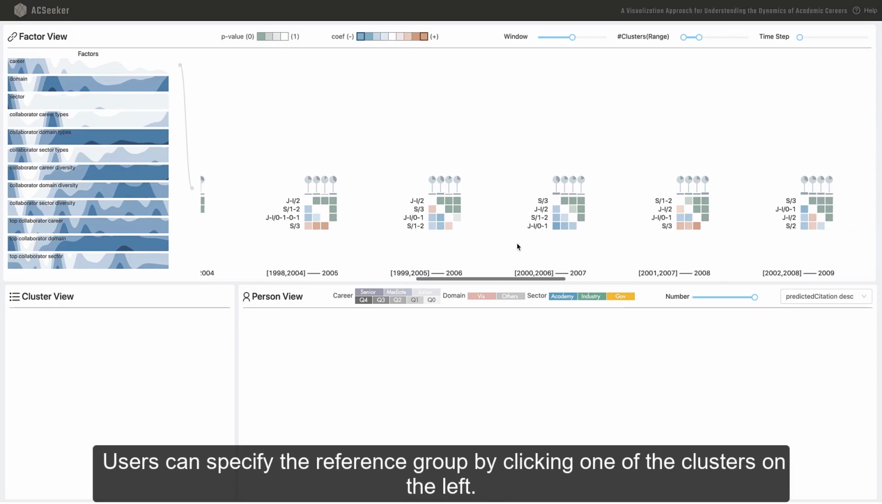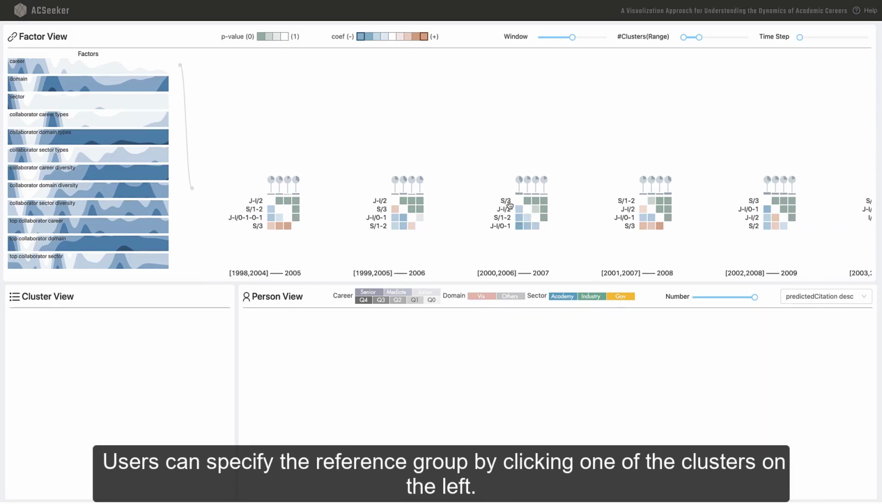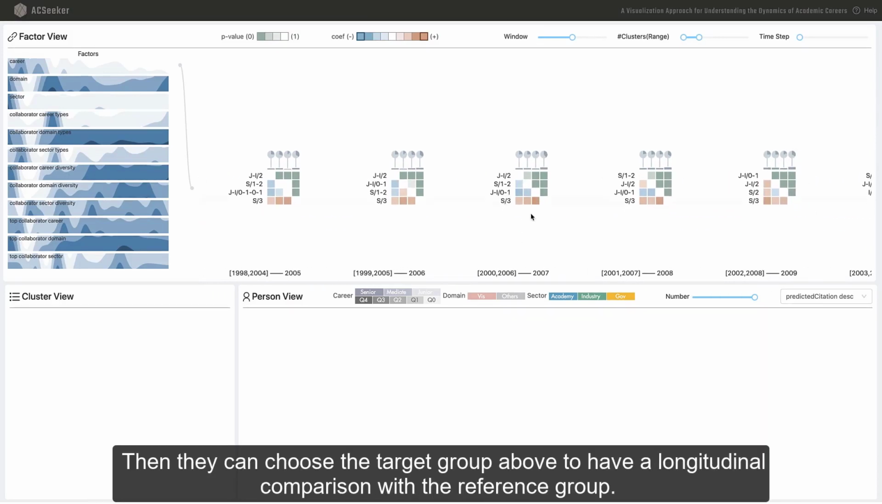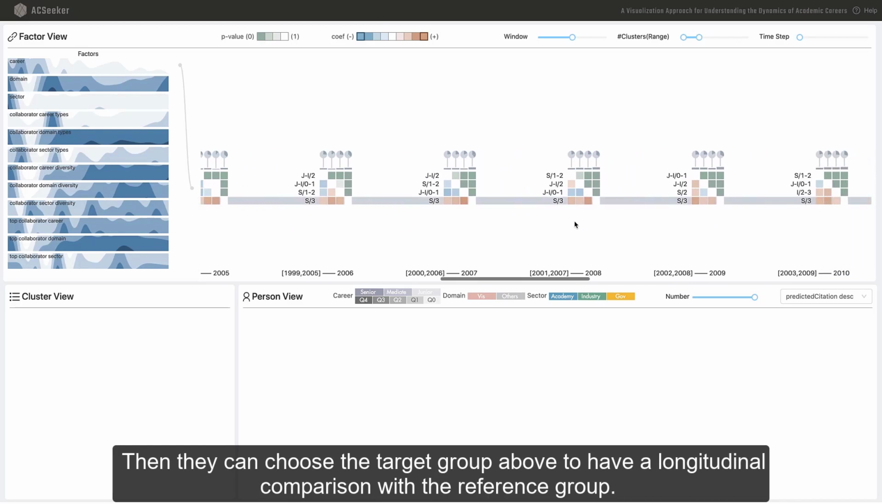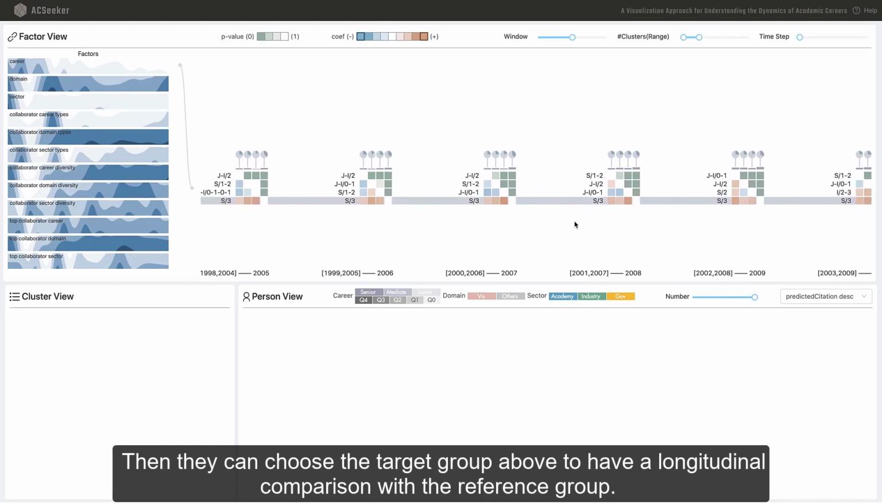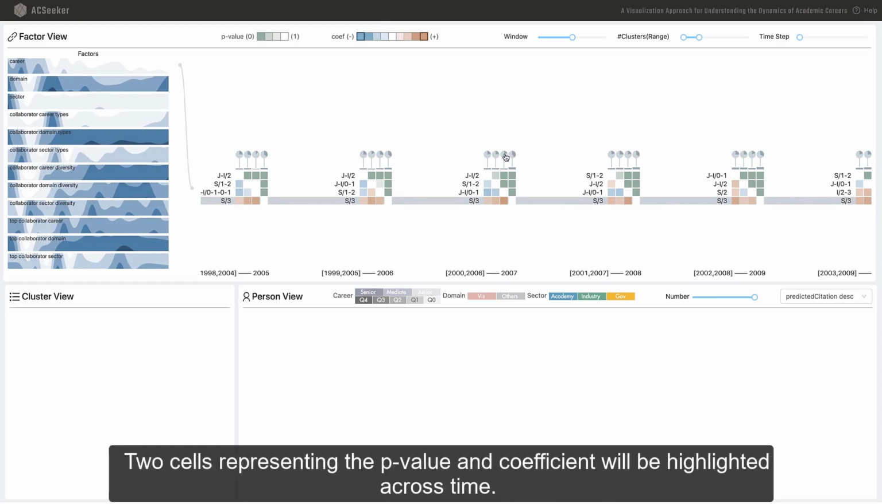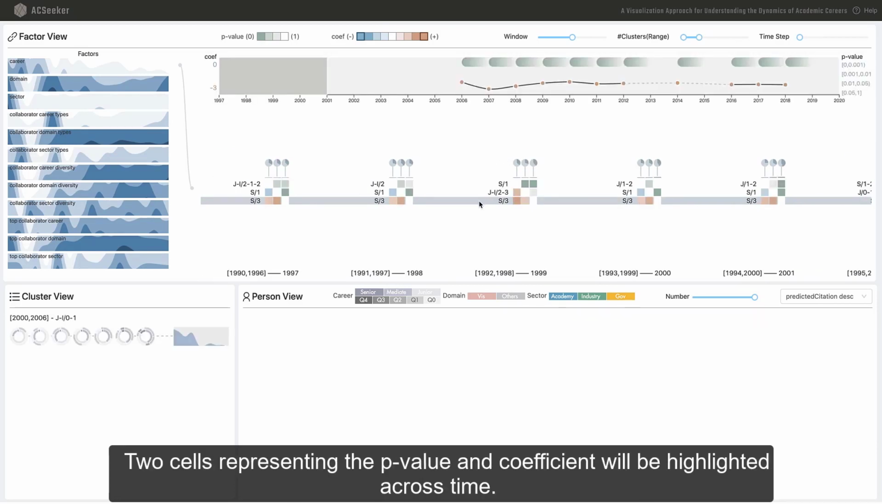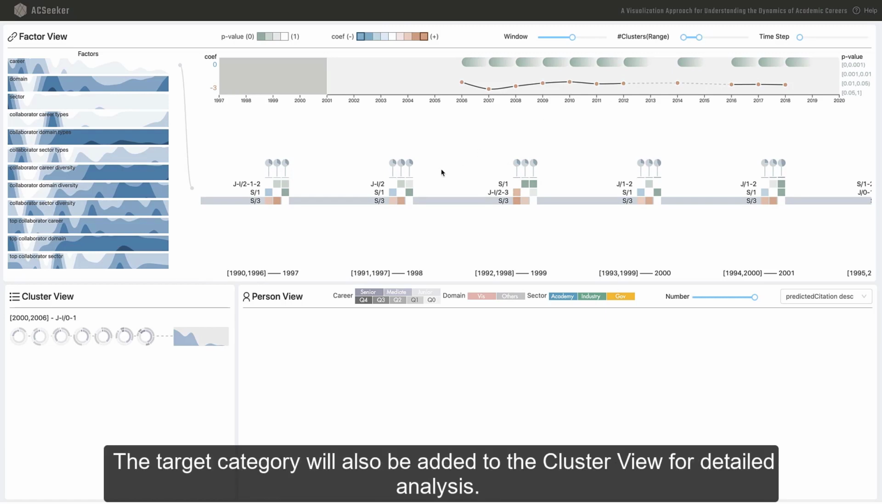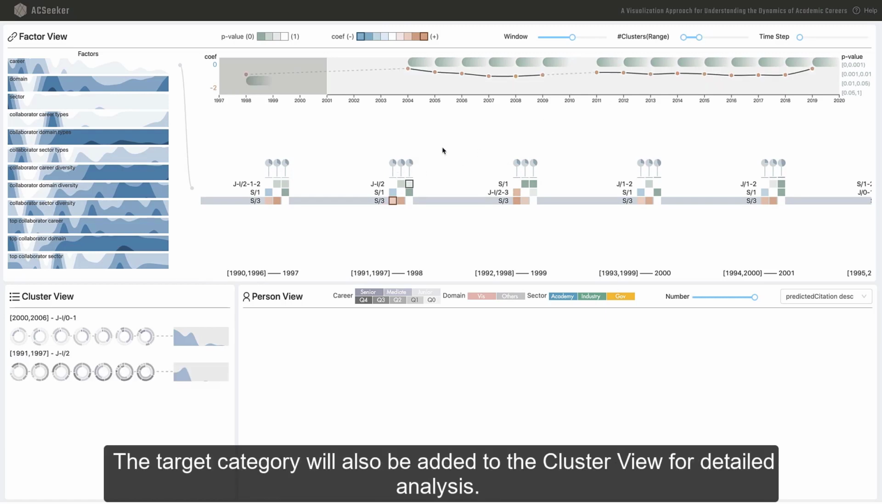Users can specify the reference group by clicking one of the clusters on the left. Then they can choose the target group above to have a longitudinal comparison with the reference group. Two cells representing the p-value and the coefficient will be highlighted across time. The target category will also be added to a cluster view for detailed analysis.